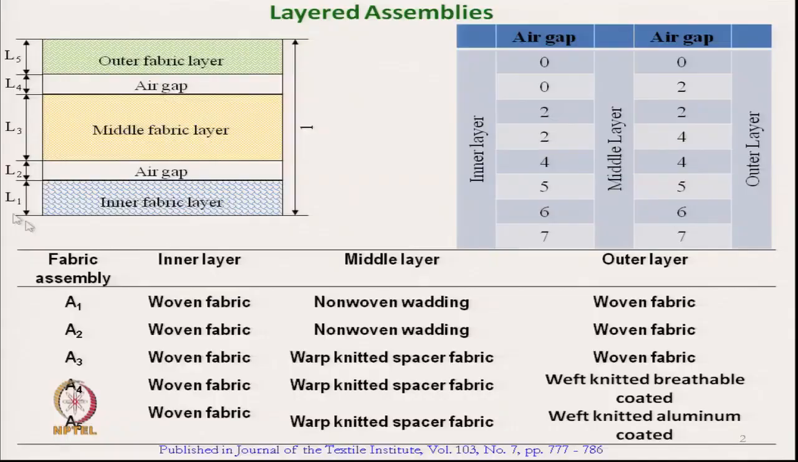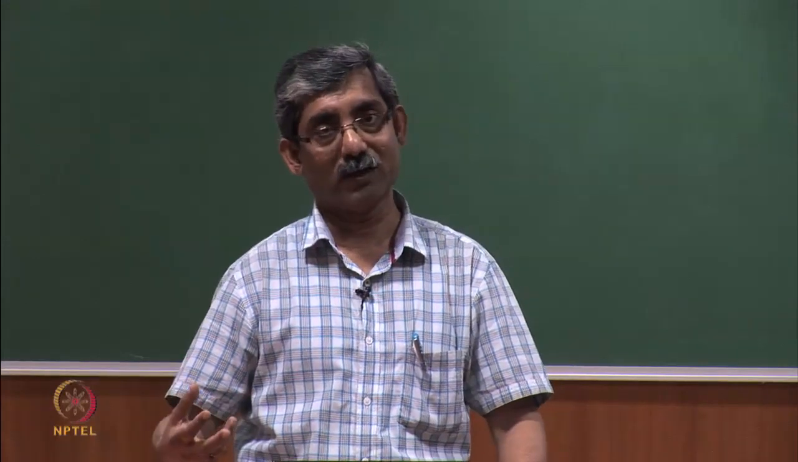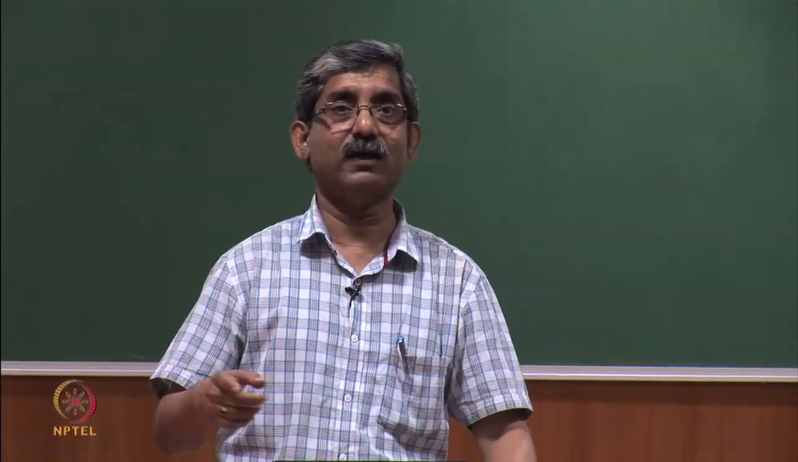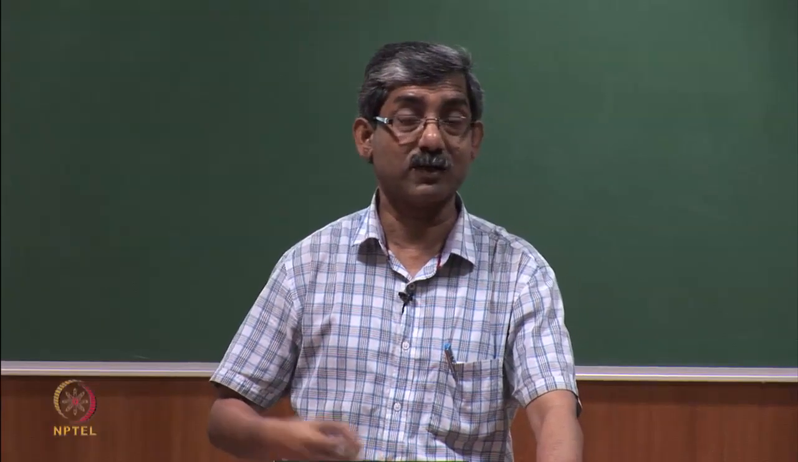And the function of the inner layer is a tactile function. It gives the tactile sensation, it absorbs moisture and transmits it to the middle layer, and accordingly it gets transmitted to the environment through the outer layer. And the main protective function is the middle layer's function: it gives insulation and it gives bulk, and it also has to have better transmission characteristics.